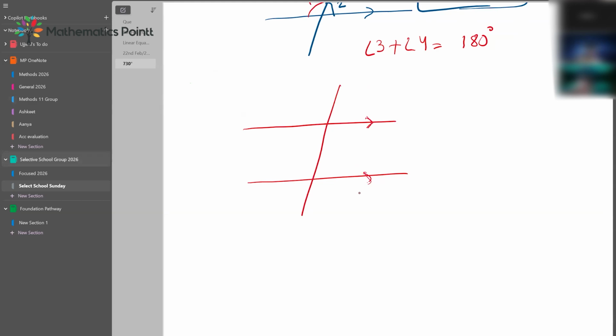Two parallel lines are cut by a transversal. 110 degrees is the angle. This is x degrees. And this is y degrees. Can you find me x and y, please? Give x equals 2, comma, y equals 2.